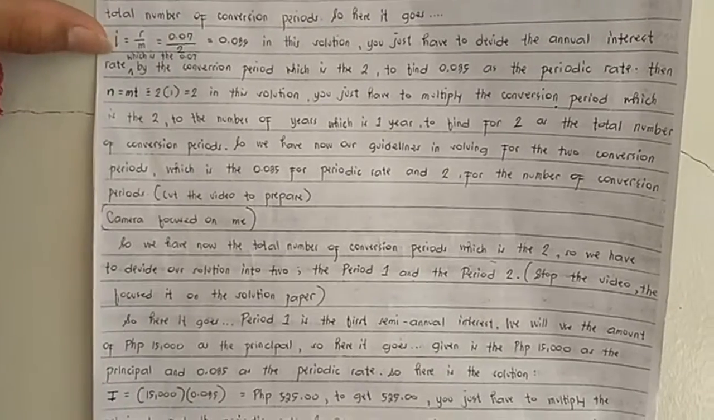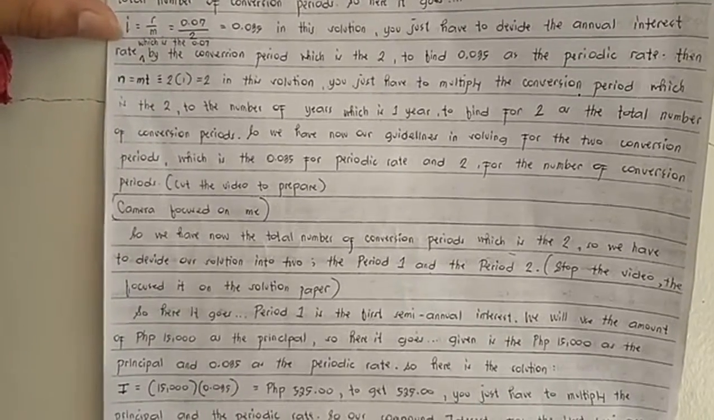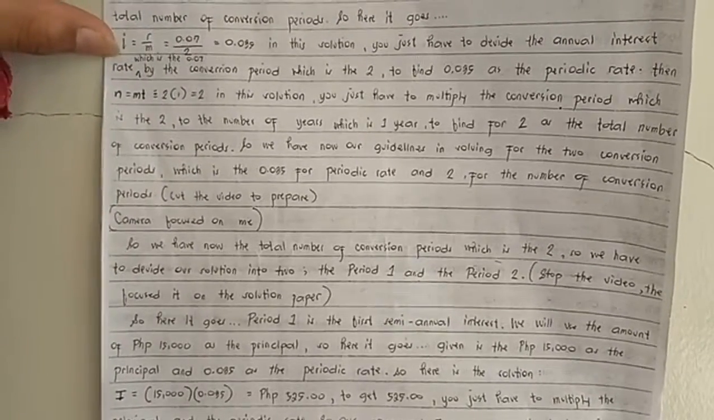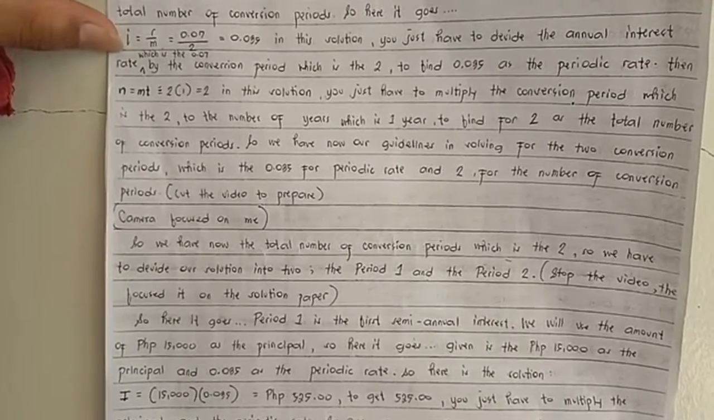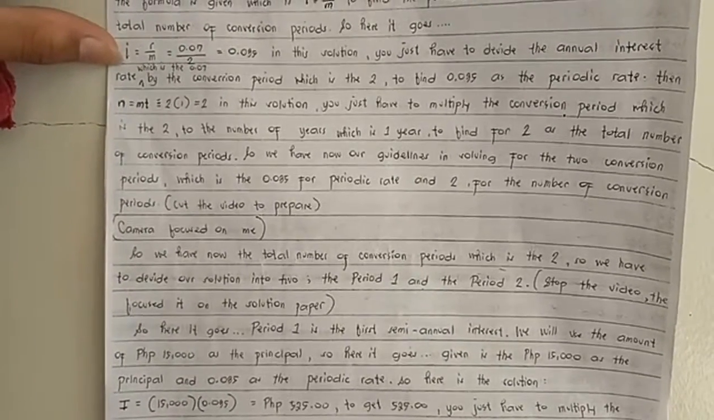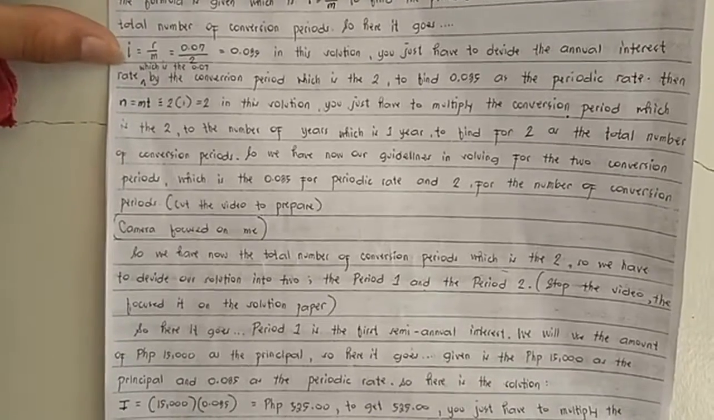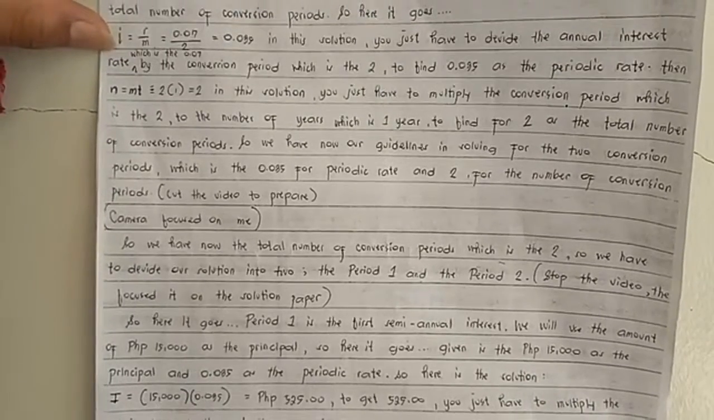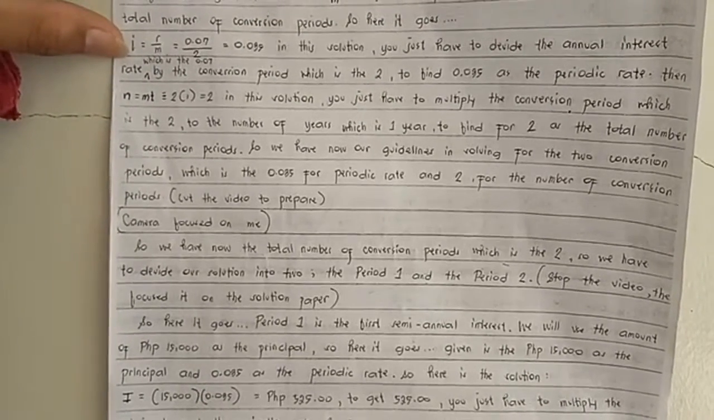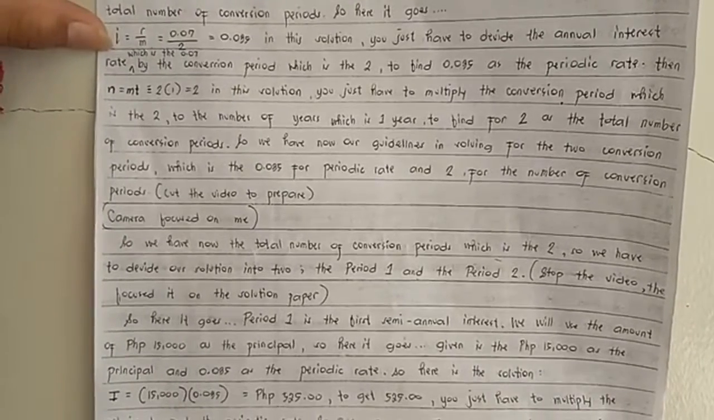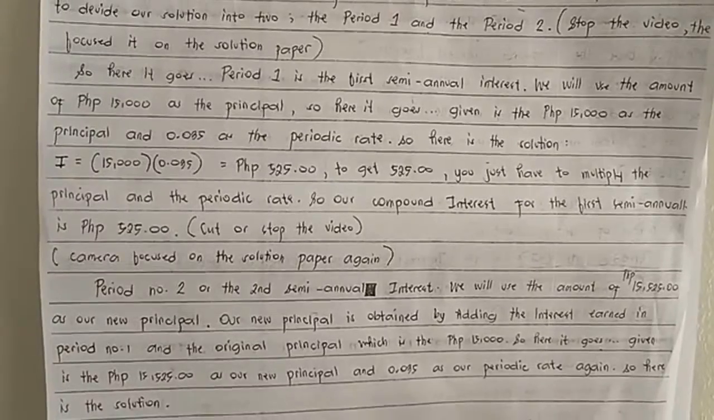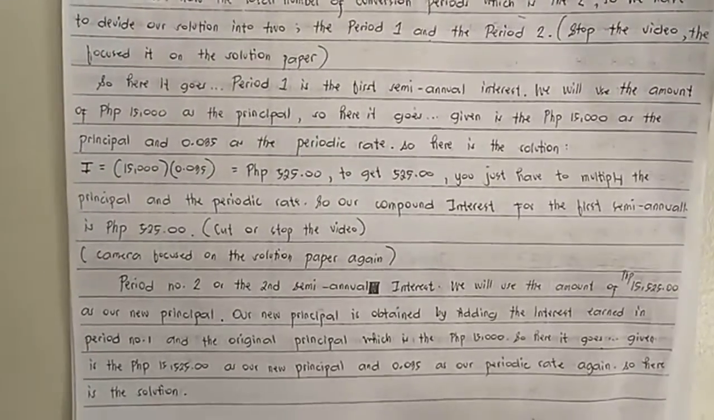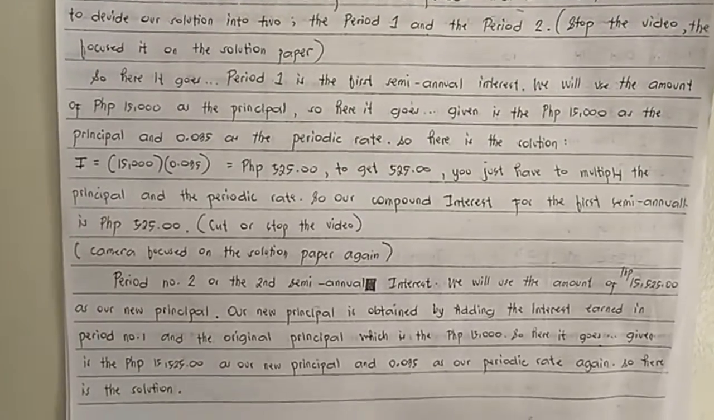Then N is equal to MT is equal to 2 times 1 is equal to 2. In this solution, you just have to multiply the conversion period, which is 2, by the number of years, which is 1 year, to find 2 as the total number of conversion periods. So we now have our guidelines in solving: 0.035 for the periodic rate and 2 for the number of conversion periods. So we have to divide our solution into 2, period 1 and period 2.